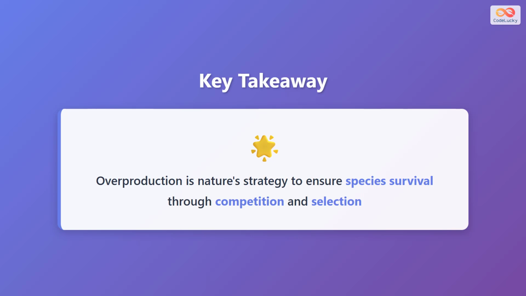Here's the key takeaway. Overproduction is nature's strategy to ensure species survival through competition and selection. By producing far more offspring than can survive, organisms guarantee that at least some individuals with the best traits will make it to the next generation. This seemingly wasteful process is actually an elegant mechanism that drives evolution and allows species to adapt and thrive over time.